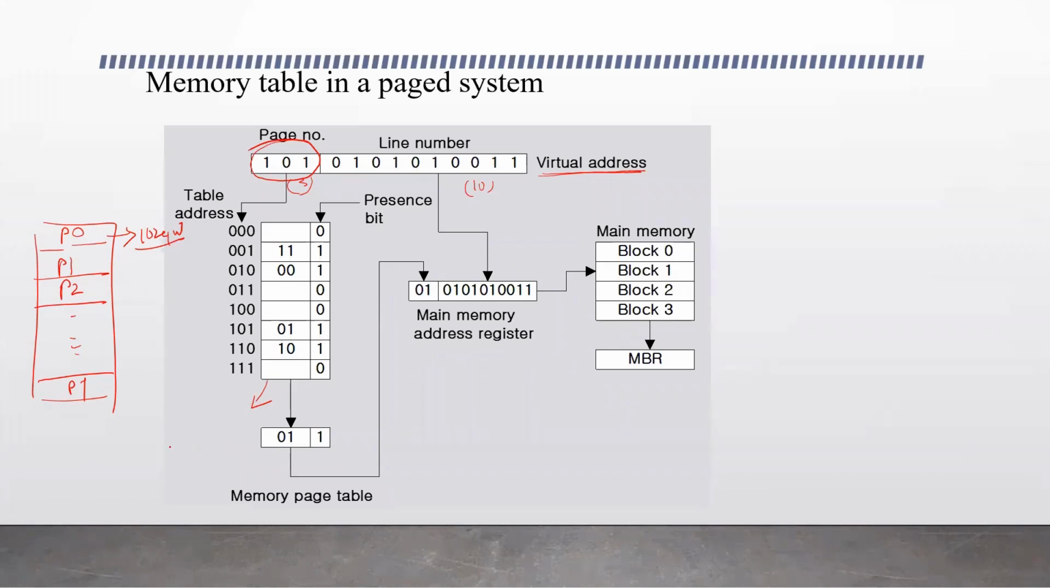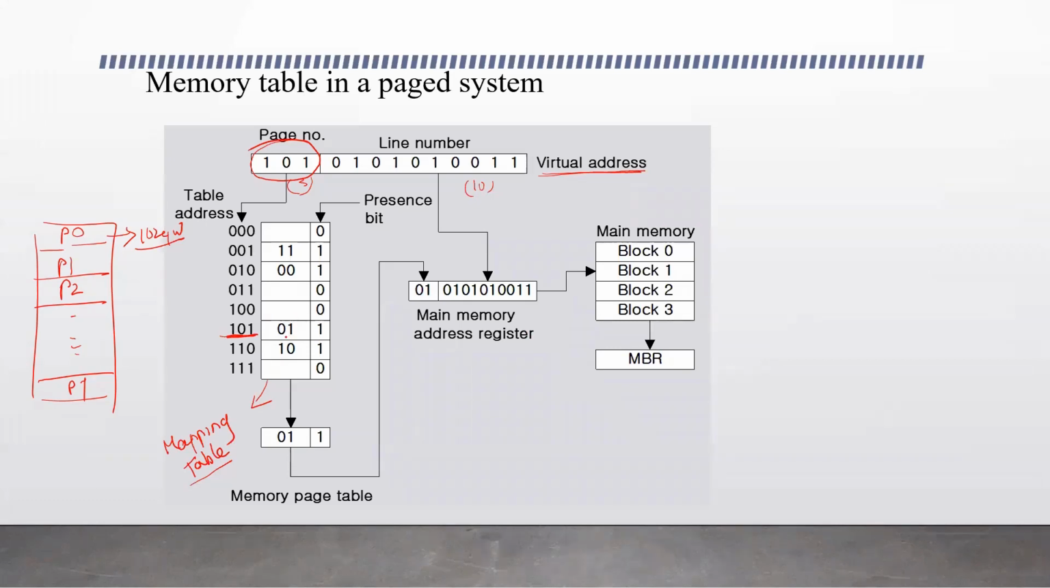So this is the mapping table. The mapping table will have the corresponding block number. The mapping table has 2 fields. The first field is the block number, the block number in main memory. Suppose the page number given in the virtual address is 101. So 101 is identified, and the mapping table is checked.